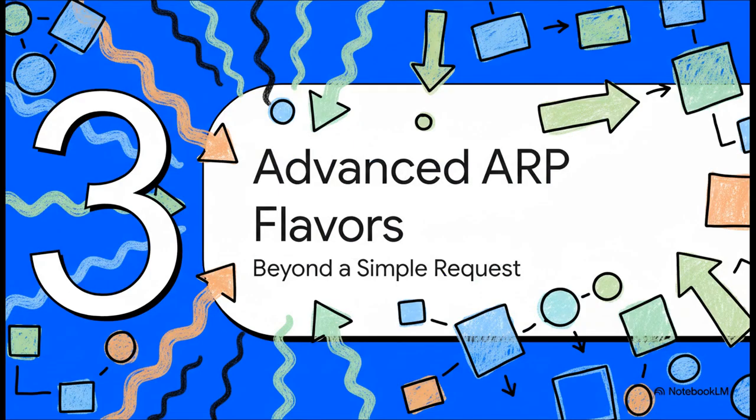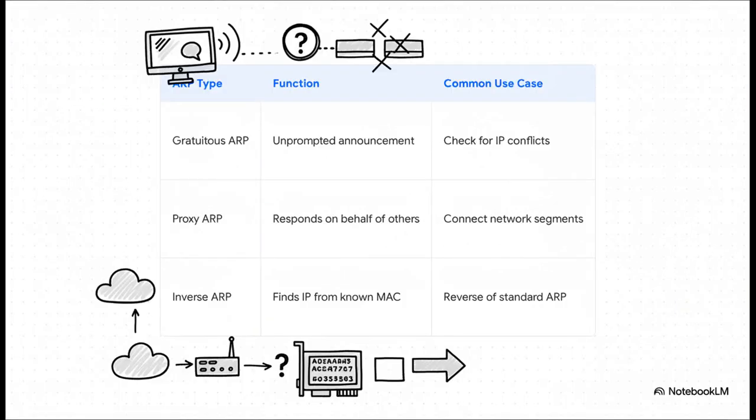Now, that basic request and reply system we just covered is the bread and butter of ARP, but it's not the only trick up its sleeve. Over the years, a few different flavors of ARP have popped up to handle more specific, kind of tricky networking situations. For instance, there's something called gratuitous ARP. This is where a device just announces itself when it joins a network, kind of like walking into a party and saying, hey everyone, I'm here, and this is my IP address. It's a good way to make sure no one else is already using its IP.